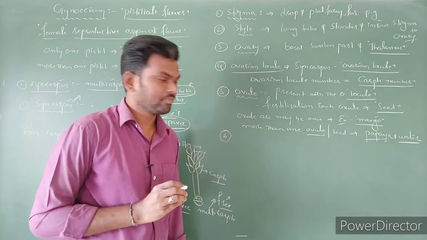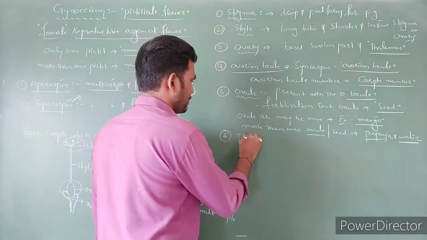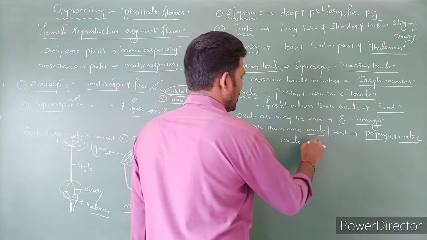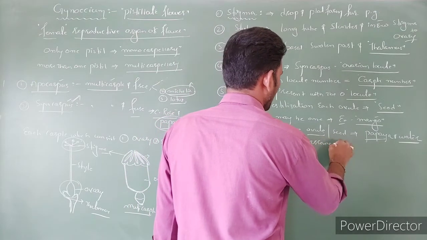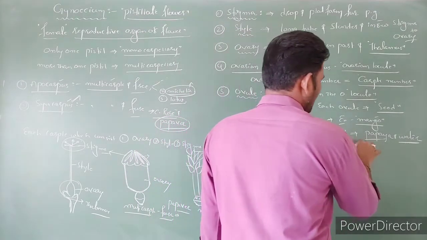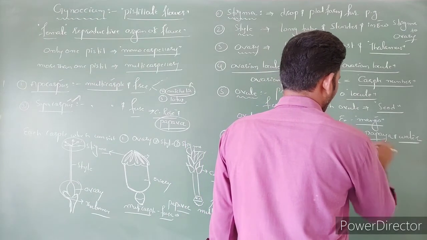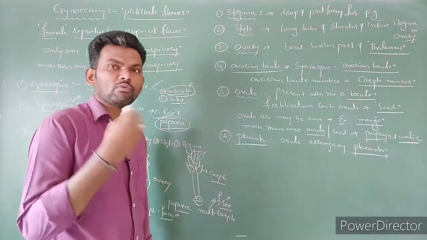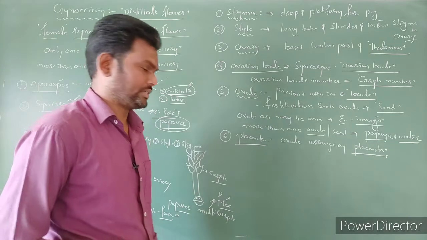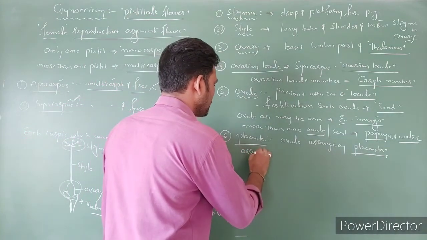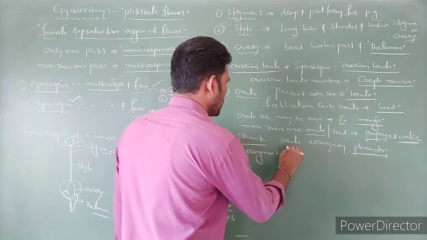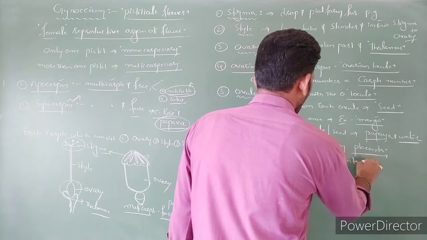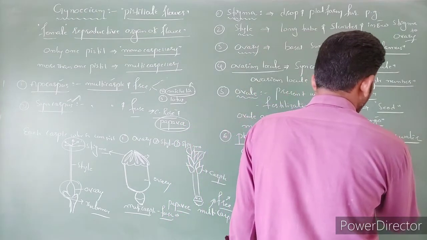Next, these ovules are going to arrange on the basal swollen part, which we can call as placenta. The ovules which are going to attach to the placenta. Arrangement of the ovules on placenta is called as placentation.